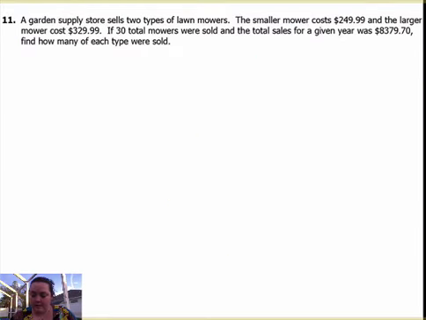Alright, and number 11. A garden supply store sells 2 types of lawnmowers. The smaller lawnmower costs $249.99. The larger lawnmower costs $329.99. If 30 total lawnmowers were sold and their total sales for a given year was $8,379.70, find how many of each type were sold.